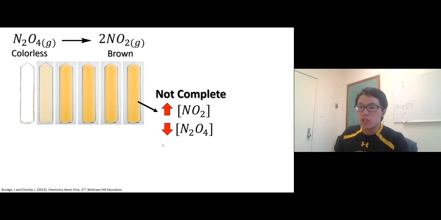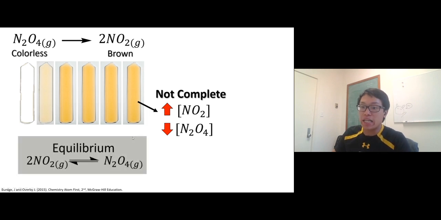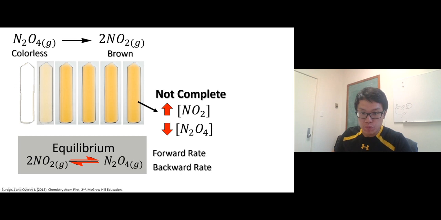In the real world, most reactions don't behave as one-way completion reactions. Turns out they exist in equilibrium. Now, what do we mean by equilibrium? Before I explain the concept to you, let me give you two terms. First is the forward rate, which is the rate of dimerization of NO2 to become N2O4, and the reverse rate or backward rate, which is the rate of N2O4 breaking down into NO2.